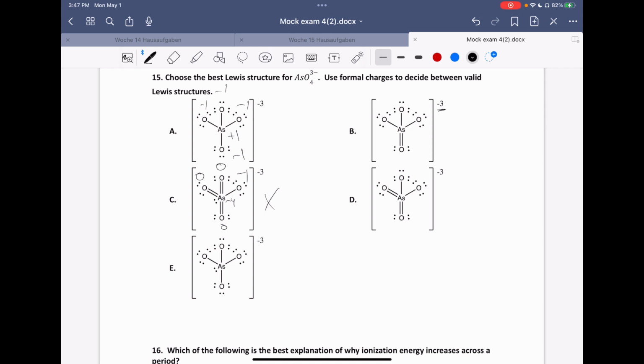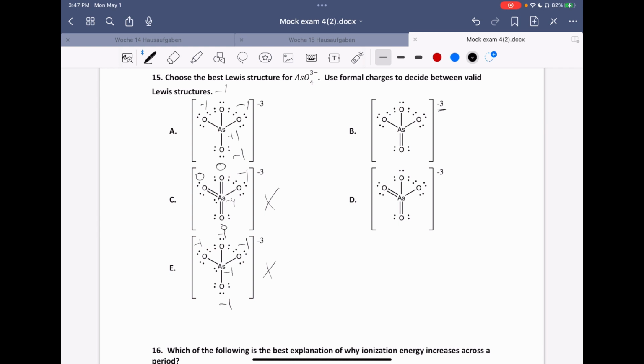Okay, and then we can go back down to this one. On every single one of these, just like on the A answer choice, we have -1s everywhere. And then on the arsenic in the middle, we have 1, 2, 3, 4, 5, 6, so that's a -1. Those formal charges don't even add up to -3, so it can't be that one either.